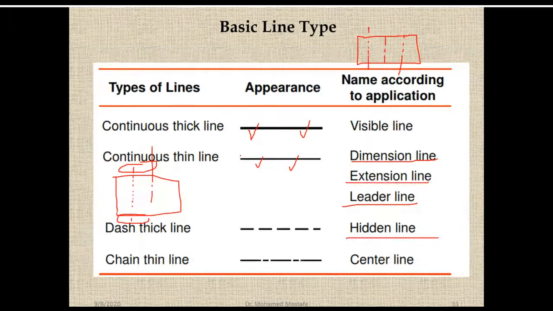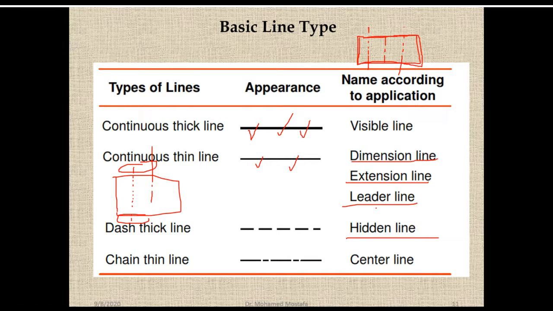Now these are the types, or basic line types, that you use generally. For the visible line, what I mean by visible is whatever you are able to see with your naked eye. So you use a thick and dark line. There is another, the continuous thin line, which is used for dimension lines, extension lines, and sometimes for the leader. And I'm sure you are familiar with all these names from the previous slides.